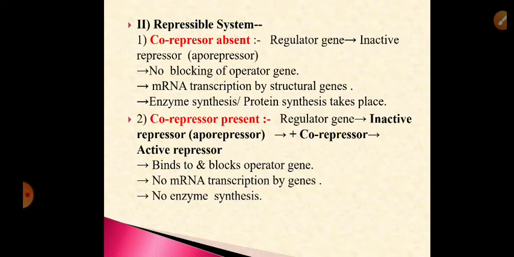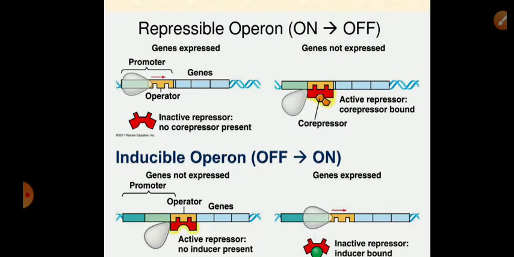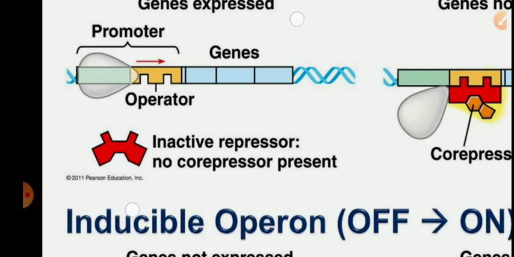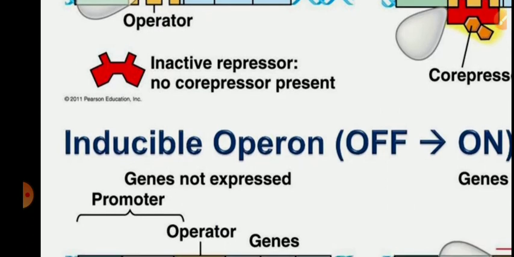If co-repressor is absent, operon expression will take place, enzyme synthesis will take place. But if co-repressor is present, enzyme synthesis will not take place. So let us understand with this diagram, the upper one. Let us discuss the first one.